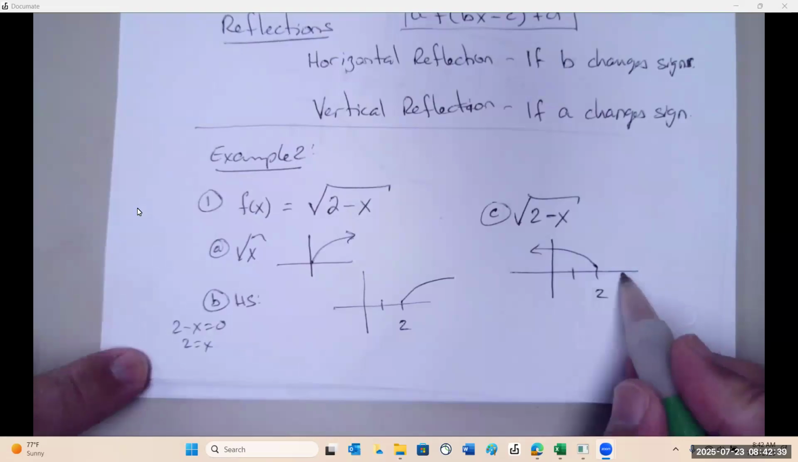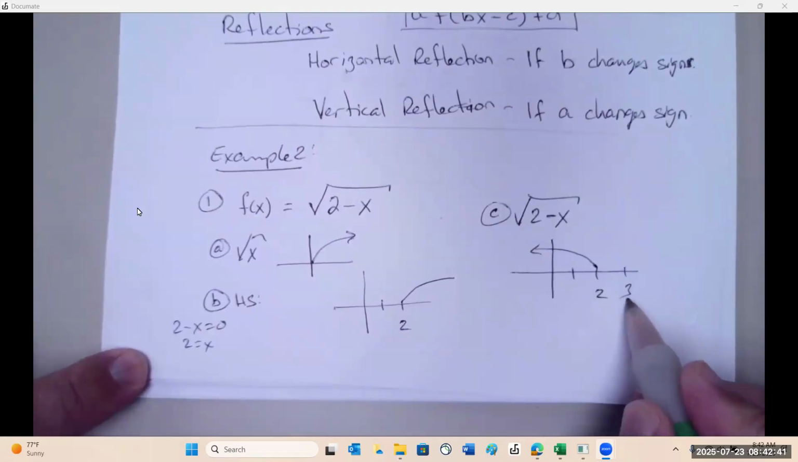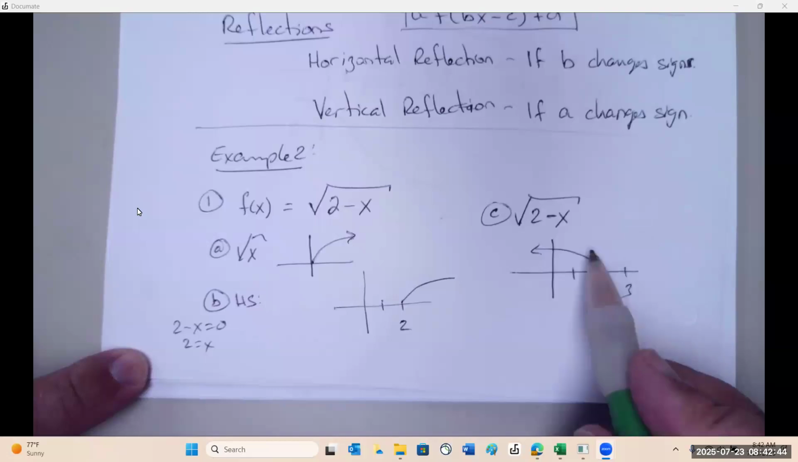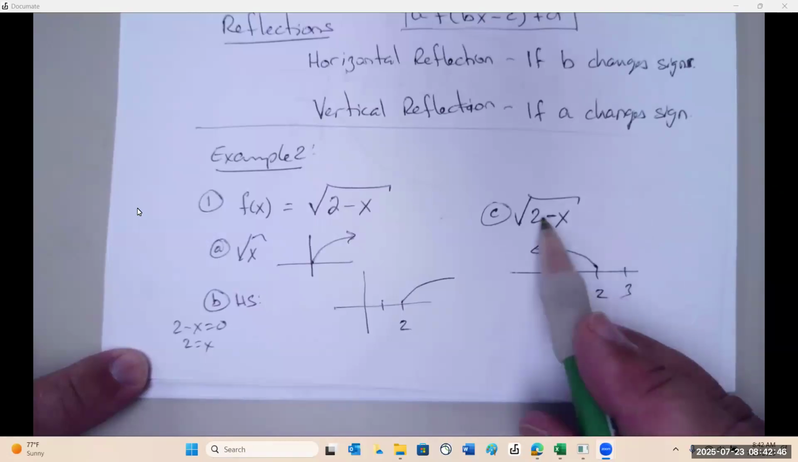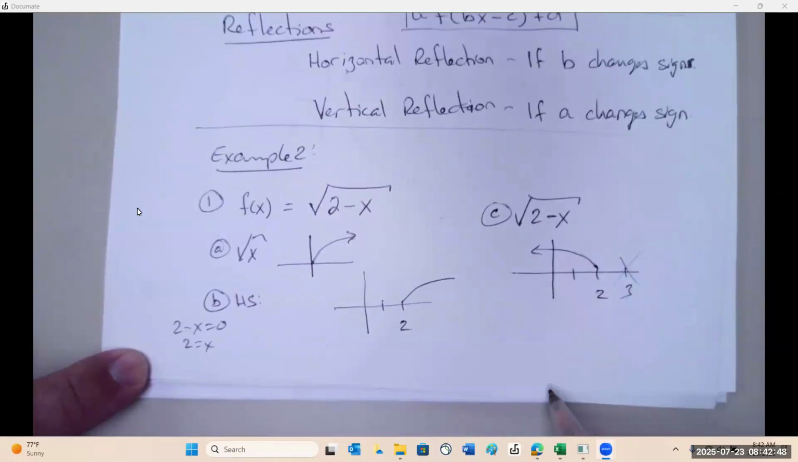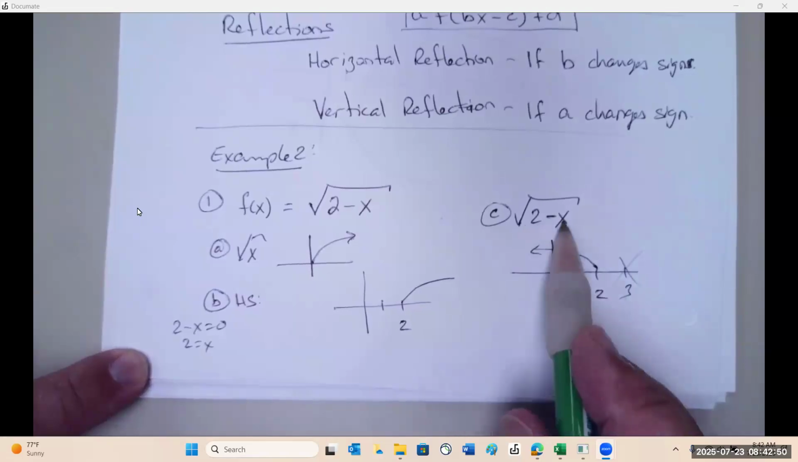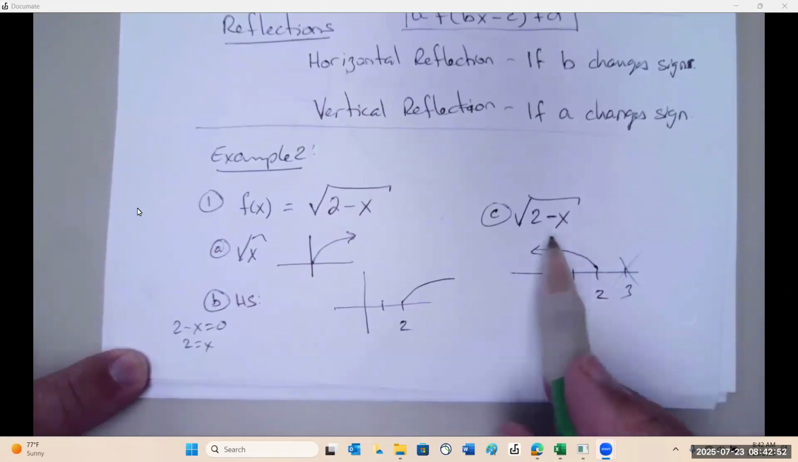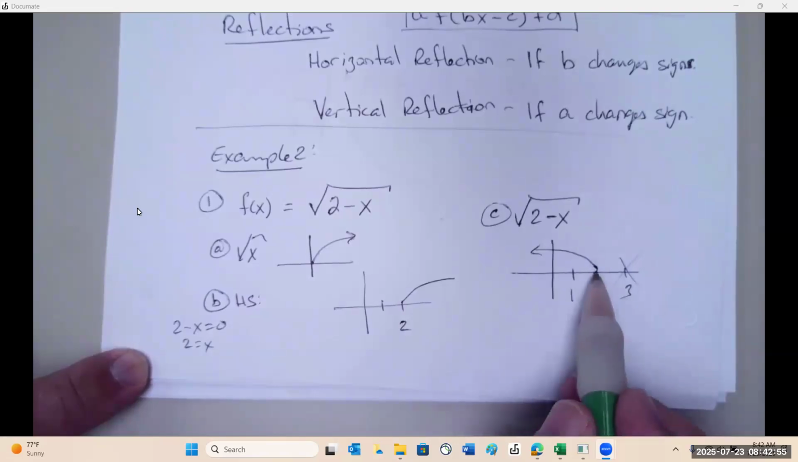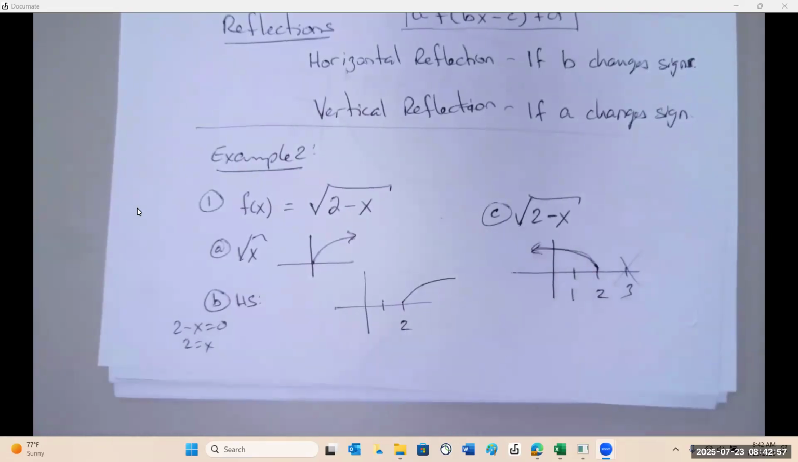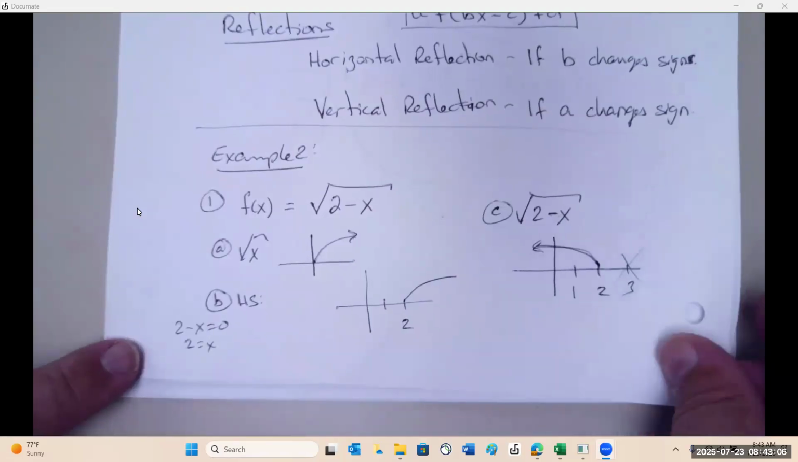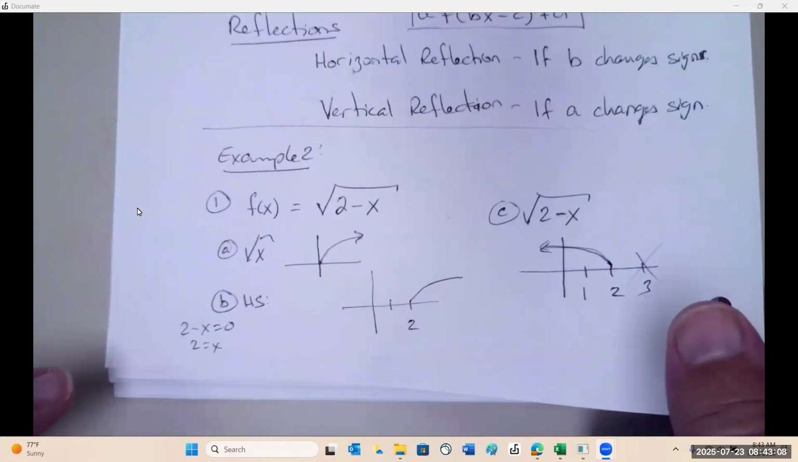Think about it. Can we use the number 3 in our equation? 2 minus 3 is -1. Can't take the square root, so we can't take anything bigger. Can we use 2? Yes, 2 minus 2 is 0. Can we use 1? 2 minus 1 is 1, yes. So we can only take numbers that are less than that. If x changes sign, you change direction, left and right. Let's look at another example.